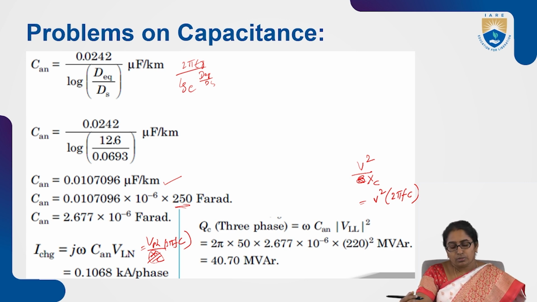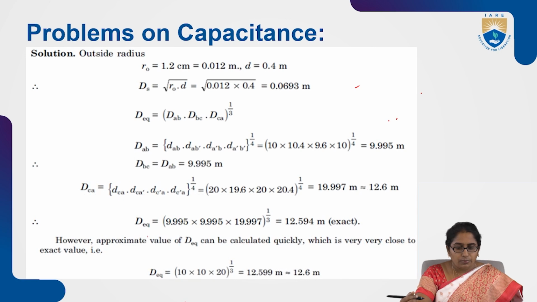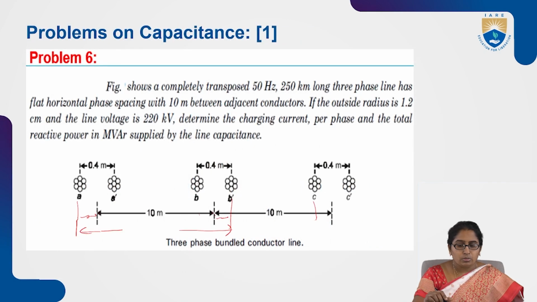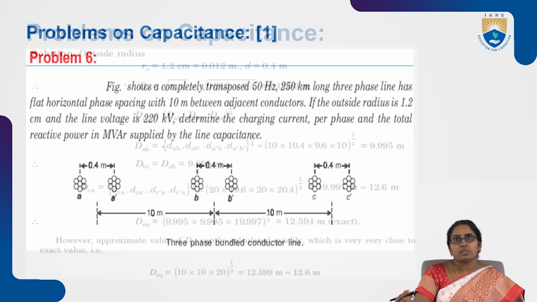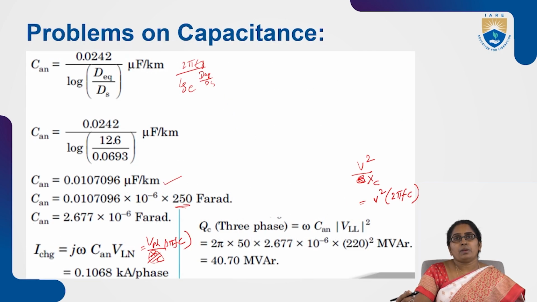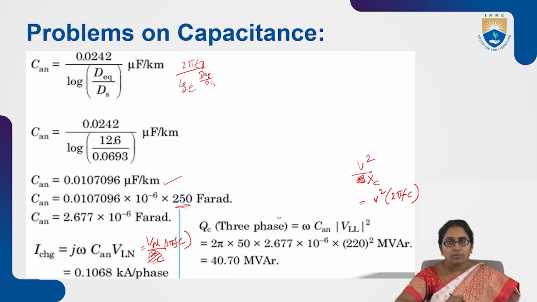So what do they ask? Three phase total reactive power. Total reactive power means for the three phases. That's why here they considered the voltage for the three phase. The voltage here is the line voltage. So finally, this is the answer.